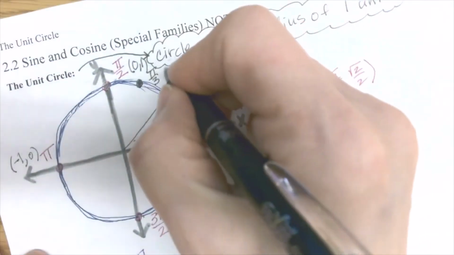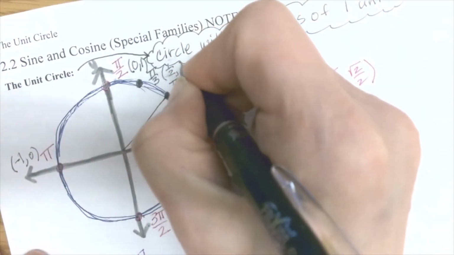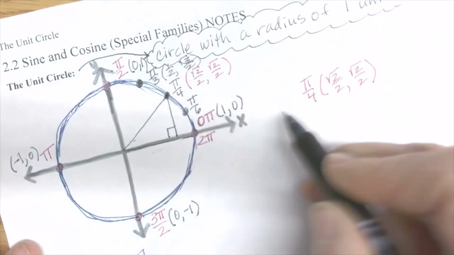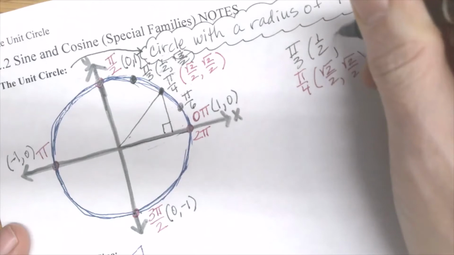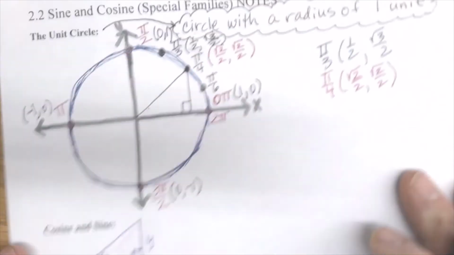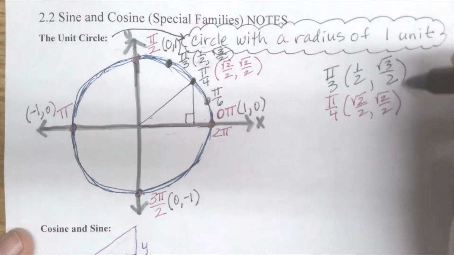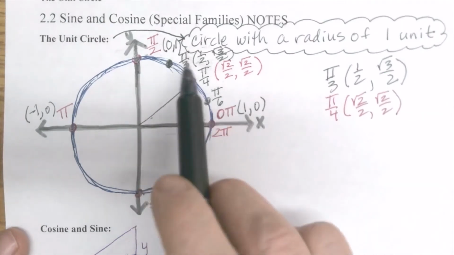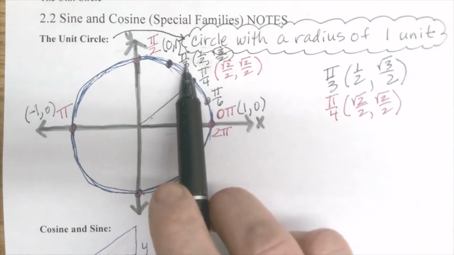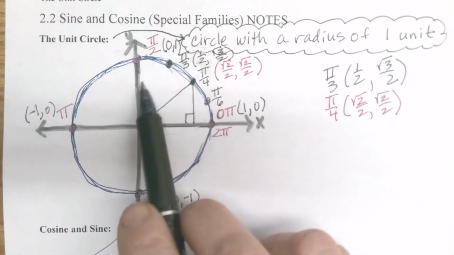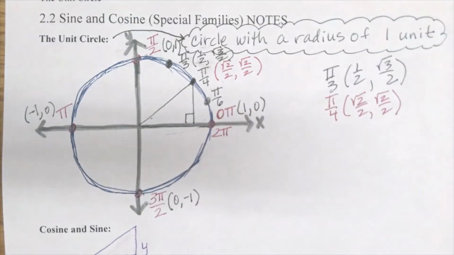So I can go back to my pi over 3 and make that point 1/2, square root of 3 over 2. Let's move it over here where I can see it better. Pi over 3 is 1/2, square root of 3 over 2. And that came from, again, using the special right triangle. 60 degrees is associated with pi over 3, and 60 degrees was an important measure when we were dealing with right triangles in geometry, and pi over 3 is an important measure when we're dealing with our trig functions.